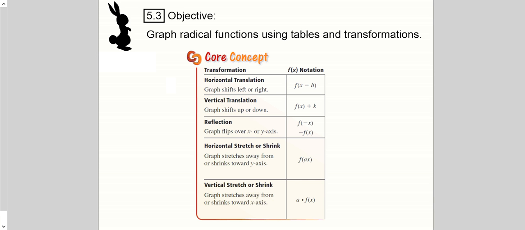Welcome to another Algebra 2 lesson. This is lesson 5.3. Our objective: graph radical functions using tables and transformations. Here's a review of the transformations that we learned previously in chapters 1, 2, and 4.